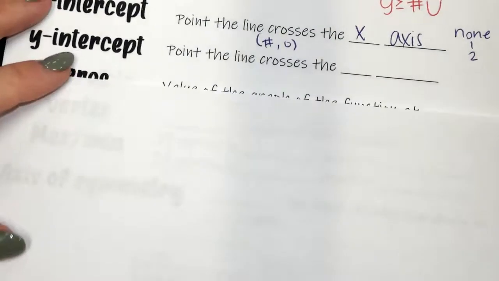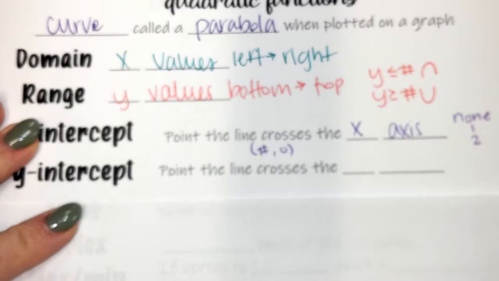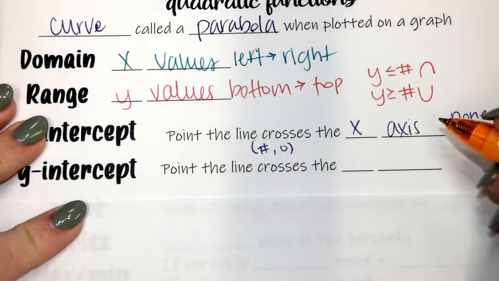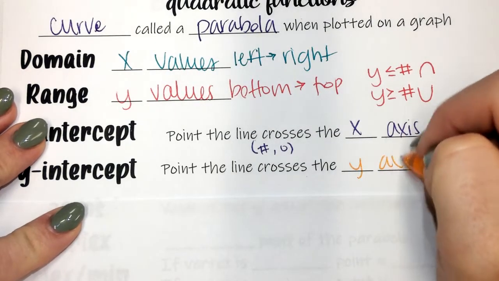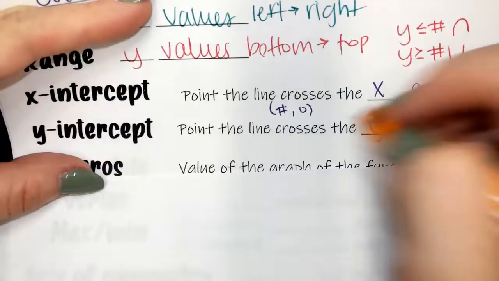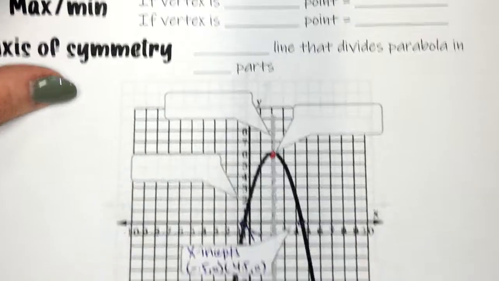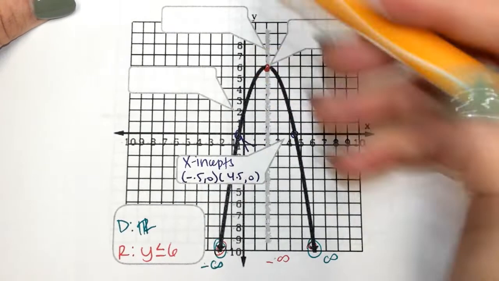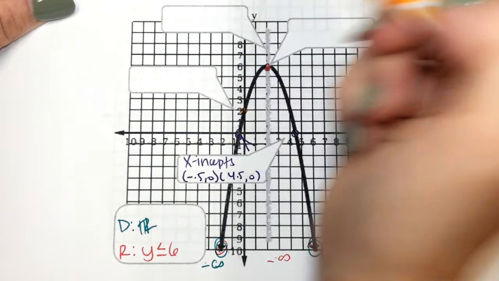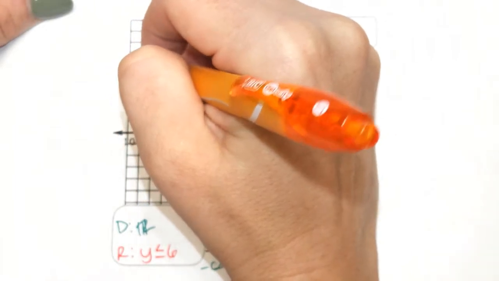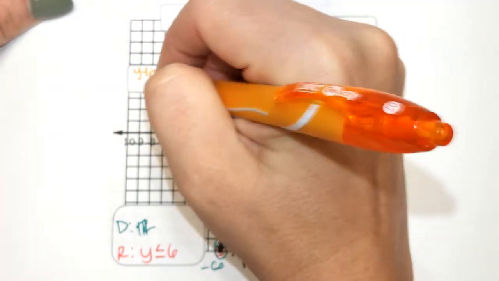My y-intercept, same thing as when we had the linear, is the point that the line crosses the y-axis, and that's going to be written 0, comma, y. The graph crosses the y-axis right there, so it's my y-intercept, and that is at 0, comma 2.